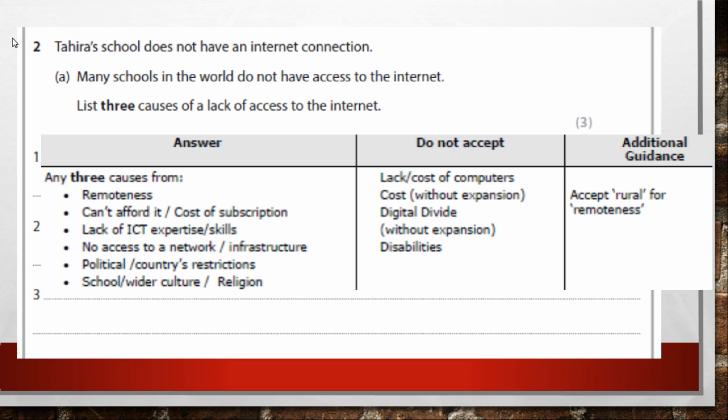Might be a lack of expertise and skills. So it might be people think, actually, I don't know what to do, I'm just not going to use it. No access to a network. So maybe they have the devices, but there's no network available. Also, cultural or political or religious issues may cause certain people or genders not to be given access. Remember, if you look at the do not accept part: lack of cost of computers, digital divide or disabilities. Okay, rural or remoteness is fine.